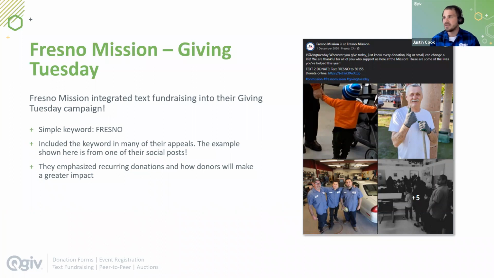They had their impact statement, as well as impact images, and they also included their text keyword and where donors could go to actually donate online if they chose not to use text fundraising. So you have all of those options there, and a very great use case for it. And they also emphasize recurring donations and how donors will make a greater impact. And they included these in the automated emails and text messages that come after the donations as well to thank donors and encourage that recurring giving.